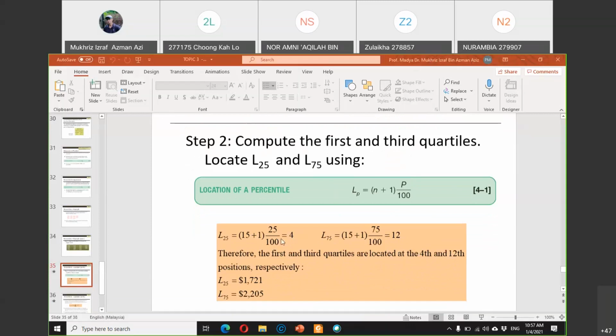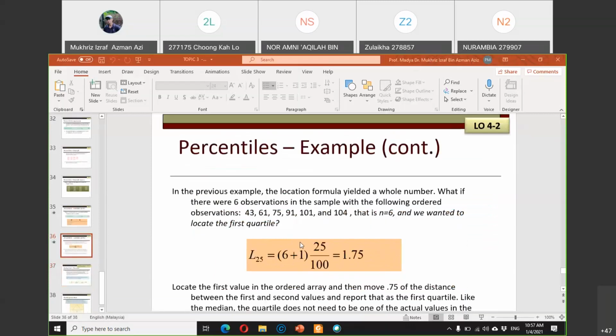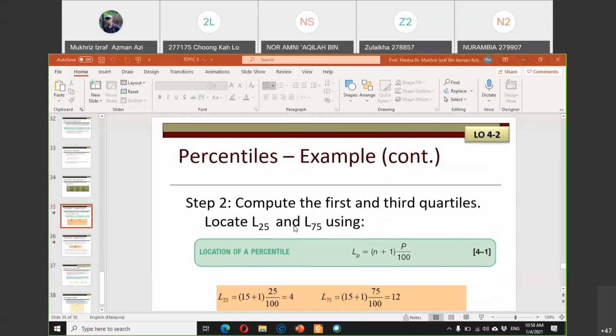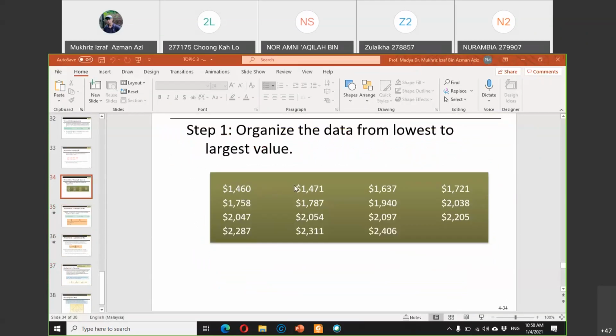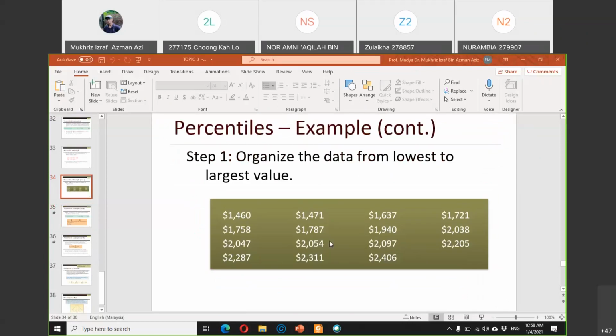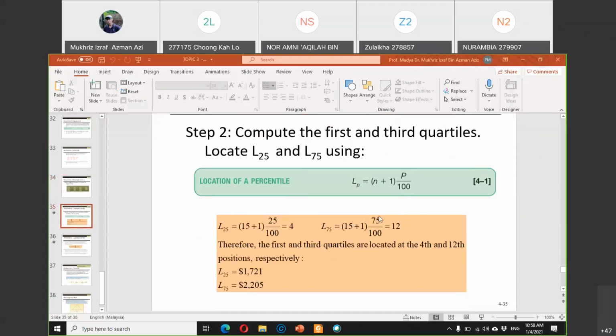Okay, so this is a very simple, straightforward solution. But things will get slightly complicated if your percentile location is not an exact number like this. 4 and 12 are exact numbers. So the fourth means, what is the fourth number? You just look at your data when you arrange from smallest to highest: 1, 2, 3, 4. The fourth number will be 1721. That's how you get 1721. The 12th number in the observation will be 2205. So 2205 will be the third quartile.